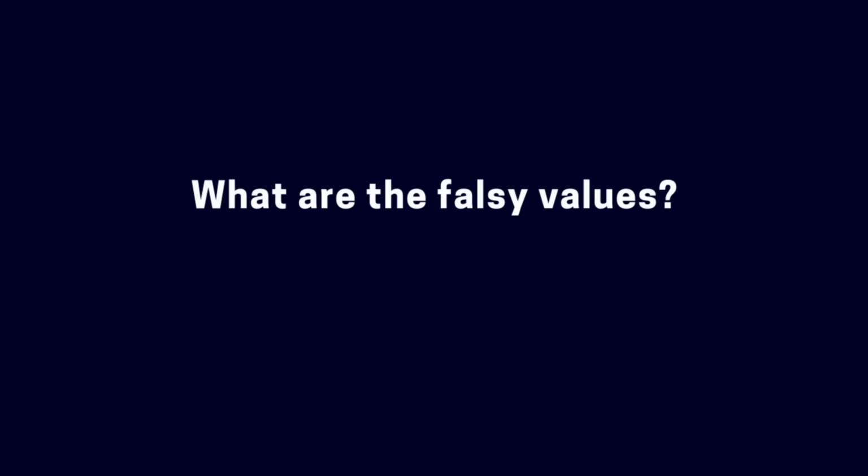What are the falsy values? JavaScript has a set of non-Boolean values which it considers to be falsy, meaning that when JavaScript converts these non-Boolean values into Boolean values via type coercion, it evaluates to false. The falsy values consist of null, undefined, not a number, the empty string, zero, and false. These are the values that JavaScript will consider to be false.